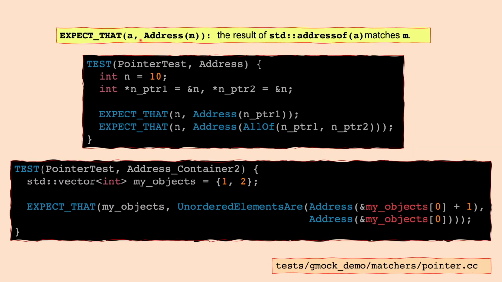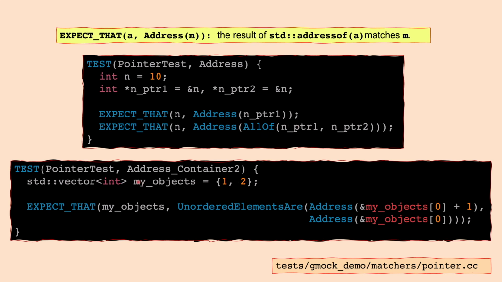Now let's look at the address matcher. The address basically gives you the address of its parameters. So for example, here I have a variable called n with value 10, and I have two pointers pointing to that variable, n pointer 1 and n pointer 2. Now I can say, expect that address of n matches n pointer 1. Or I can say, expect that address of n matches both n pointer 1 and n pointer 2.